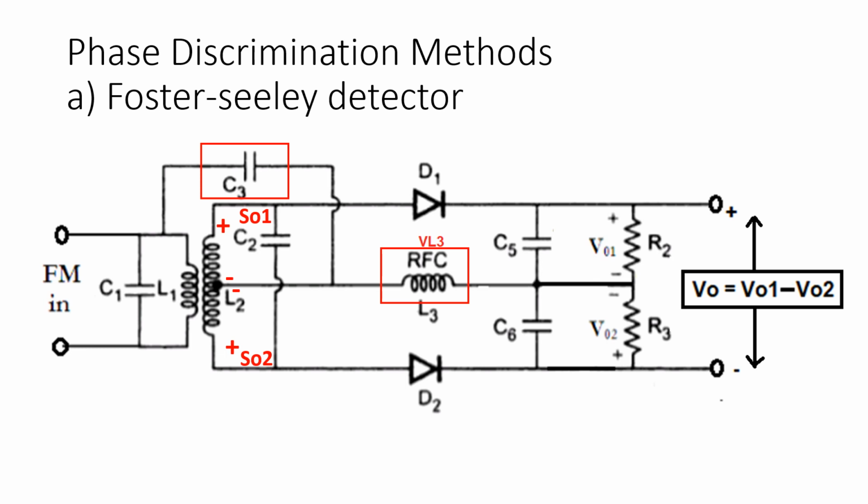For the frequency of the FM signal Fc plus del F, S01 will be greater than S02, which gives us a positive output voltage. When the frequency of the FM signal is Fc minus del F, it makes S02 greater than S01, which gives us V0 less positive. We can say it is negative. So this can be very well explained with the help of a phasor diagram.